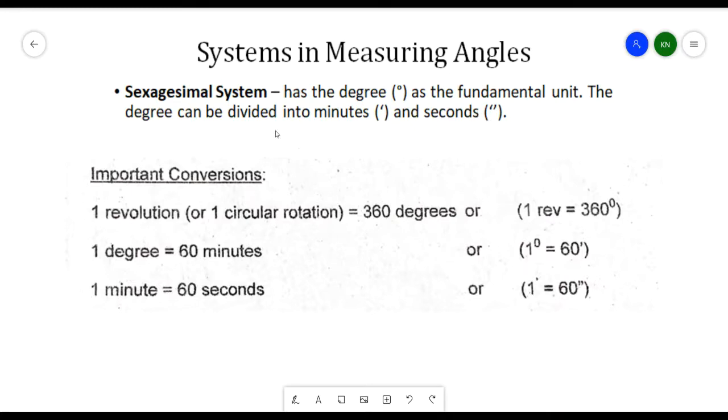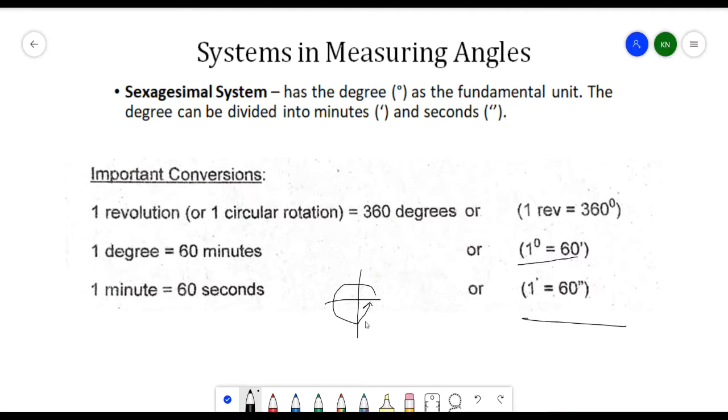The important conversions that we need to remember: one revolution or one circular rotation is equivalent to 360 degrees. So for example, if we have a Cartesian plane like this one, one circular rotation is equivalent to 360 degrees. But I know you already know that one from your previous mathematics subjects. We also have 1 degree is equivalent to 60 minutes, and 1 minute is equivalent to 60 seconds, which can also be denoted as this one.